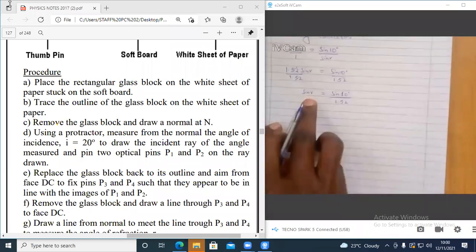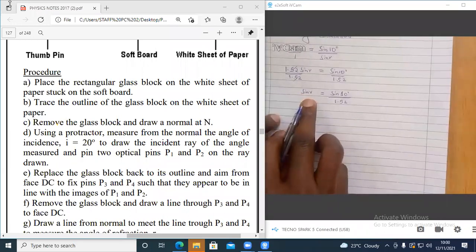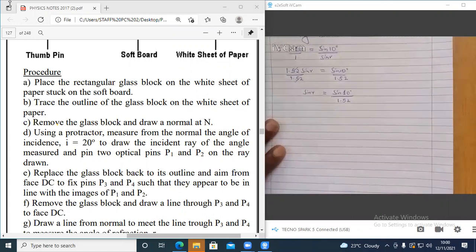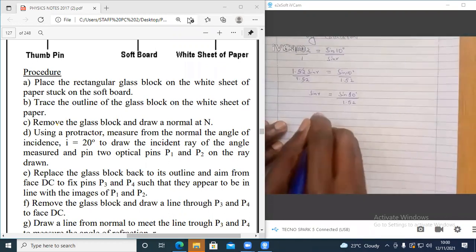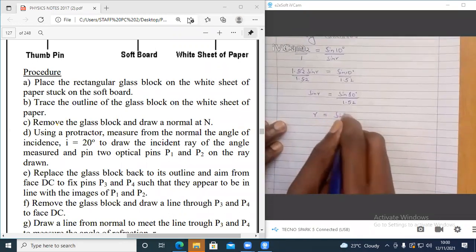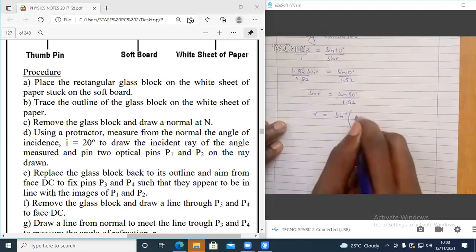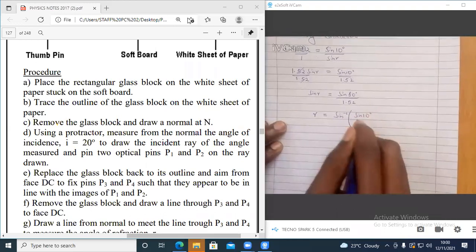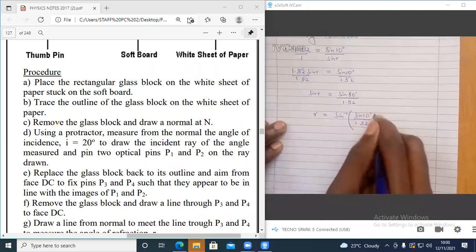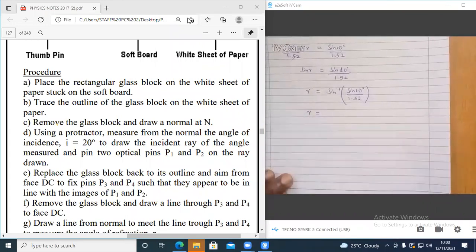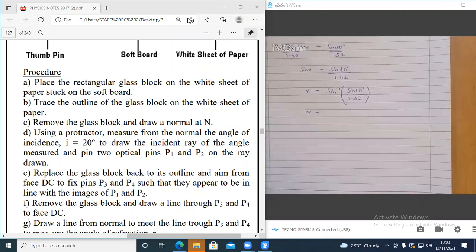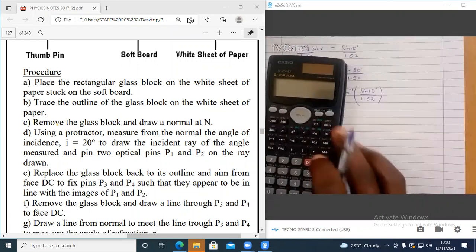Now, if you want to find R, we get what we call the sine inverse. So R is equal to sine inverse, which we write like that, of sine of 10 degrees divided by 1.52. This is how you press your calculator.